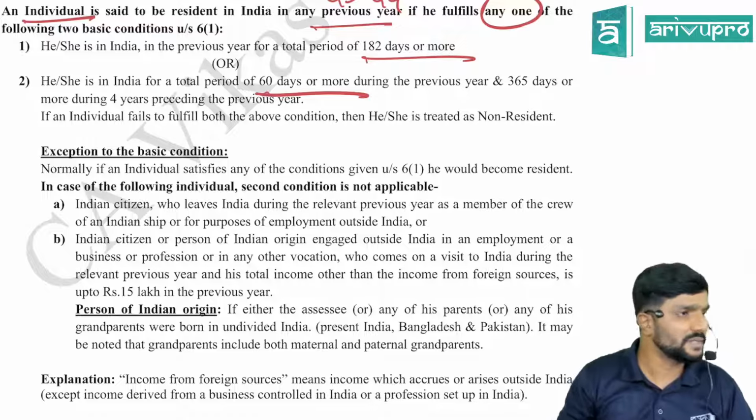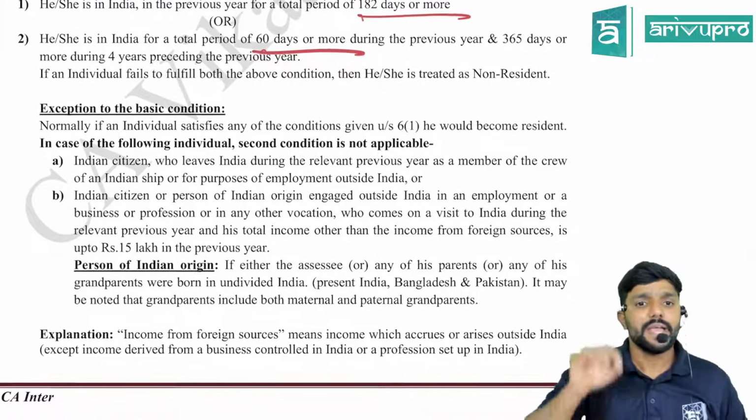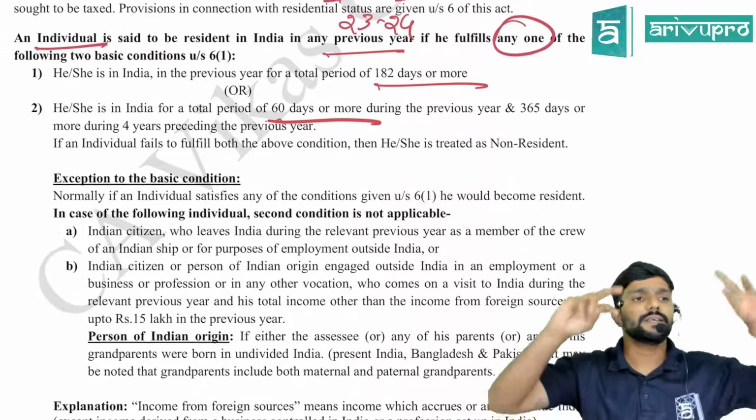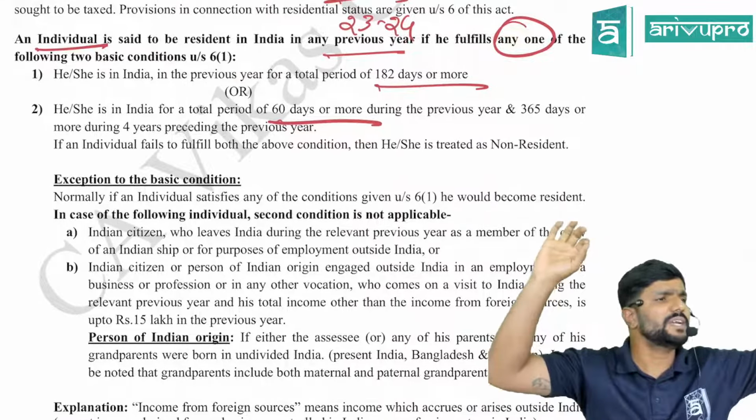If an individual fails to fulfill both the above conditions, then what is he? Non-resident. Okay, sir. Exception to the basic condition. So what is the basic condition, guys? Any one you should satisfy. What is that? Any one.